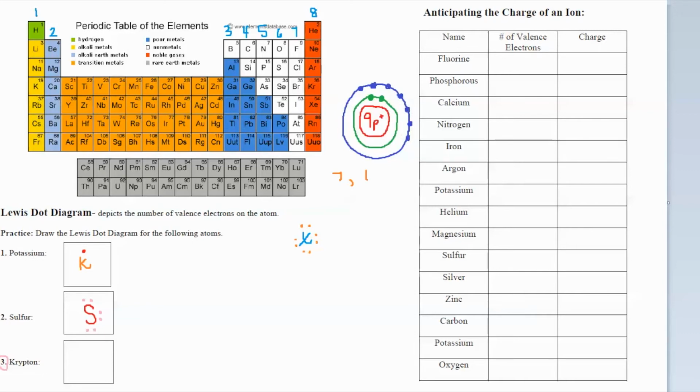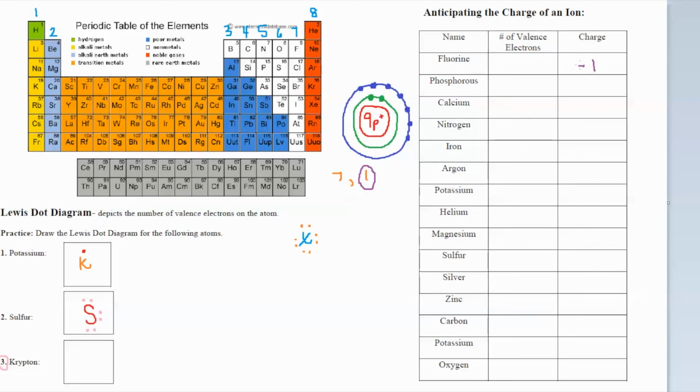Now, just from a numbers point of view, it should be pretty obvious to you that gaining 1 is easier than losing 7. So what fluorine does is that it will gain 1 electron. So if you are gaining 1 electron, you will have a negative 1 charge.